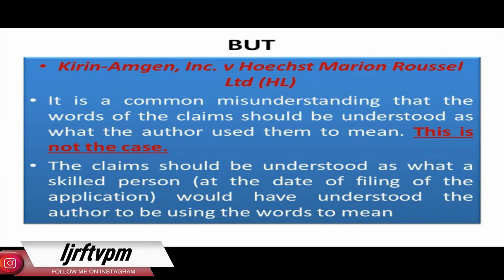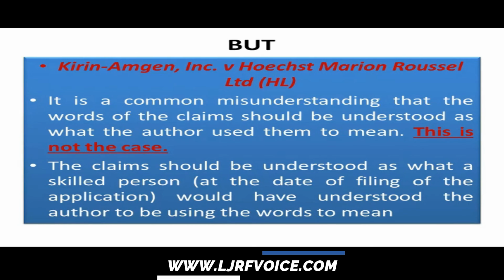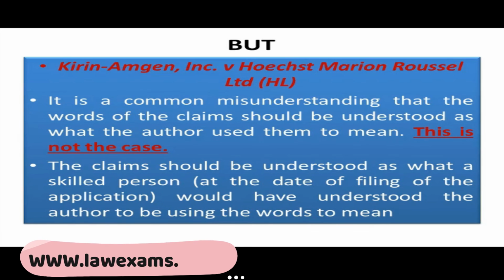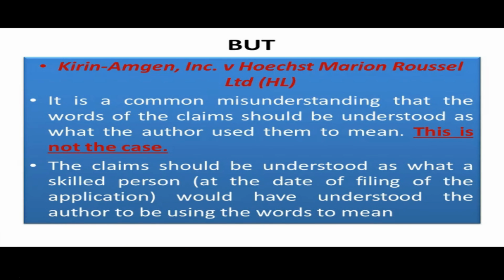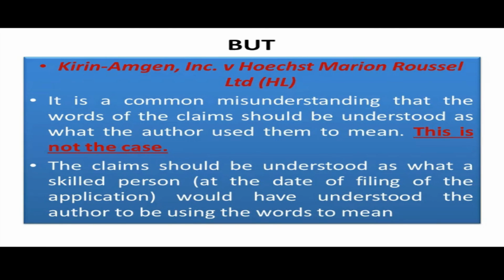The claim should be understood as what a skilled person would have understood the author to be using the words to mean. It is not what the author would have intended, but it should be what a person reading it, a person skilled in the art, reading it on the date of filing of application would have understood. So there is a change in the way in which the test is to be understood. In the Improver Corporation case, what the court has said is the word should be considered from the point of view of the person who is claiming it, the plaintiff here. But now there's a shift, and that's a major shift, though the difference appears to be minor and subtle. It's a substantial difference. The court said it should be considered from the point of view of an expert in the area of art, in the area of the technology.